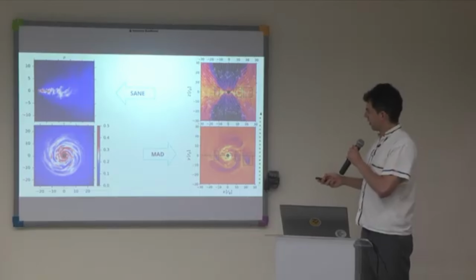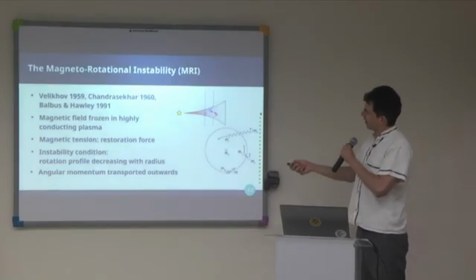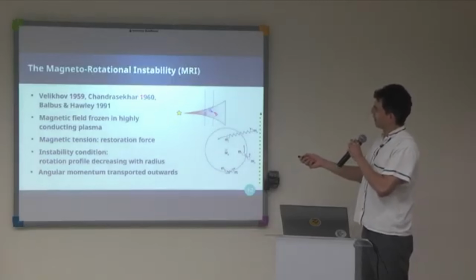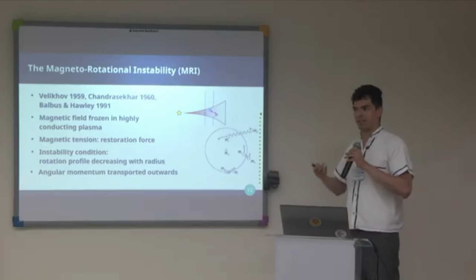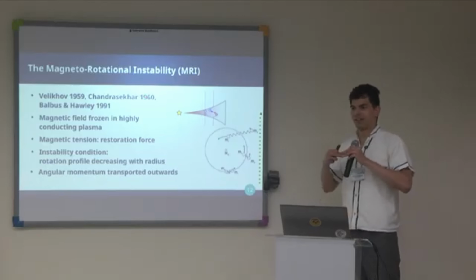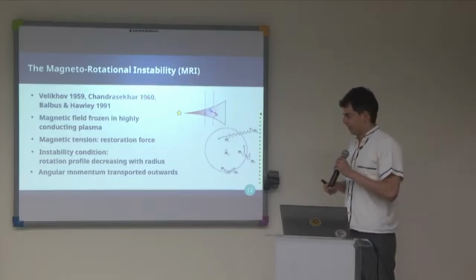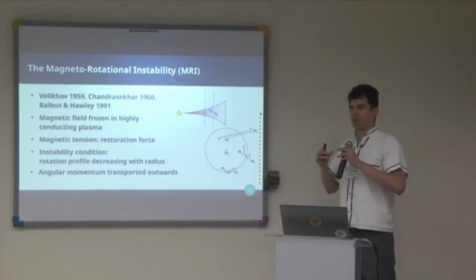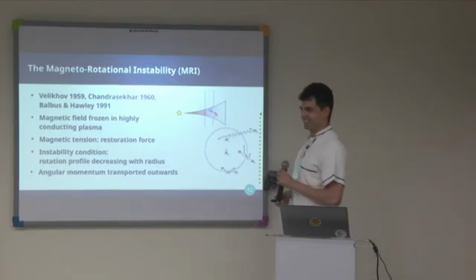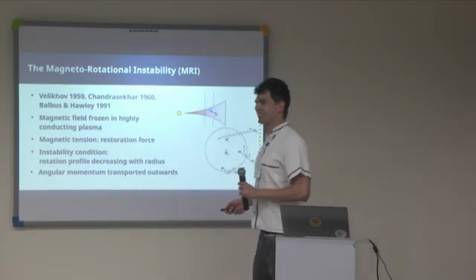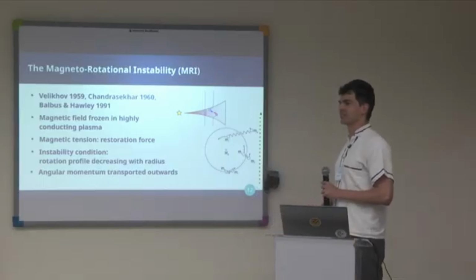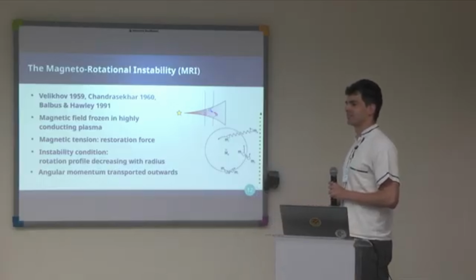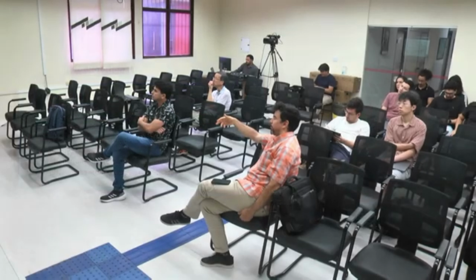So, as I promised, I would talk also a bit about the magnetorotational instability, that is the main mechanism for angular momentum transport. Yes. So before the EHT observations, was there any expectation if the SANE or the MAD model would be favored based on other observations or any theory? Was it a surprise to find that MAD seems to be favored?